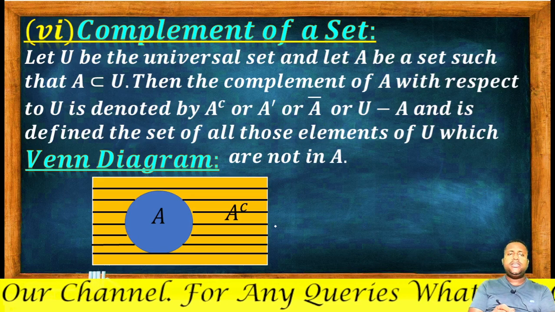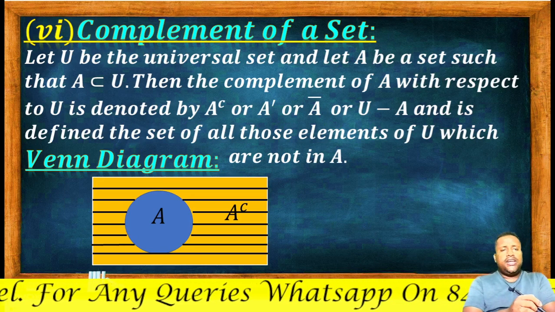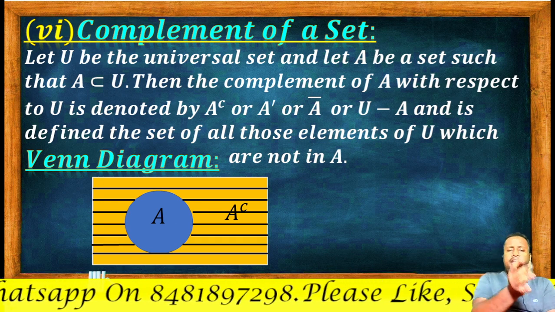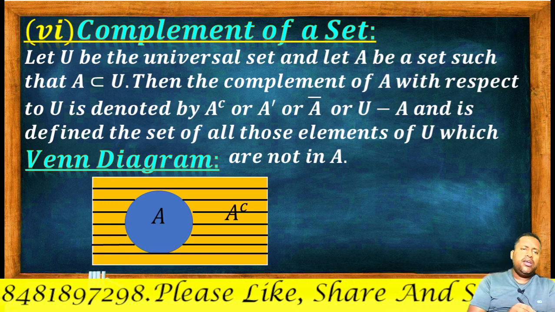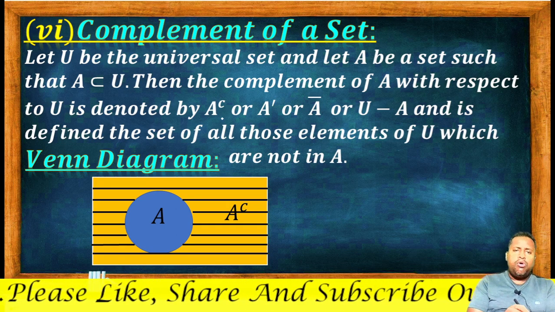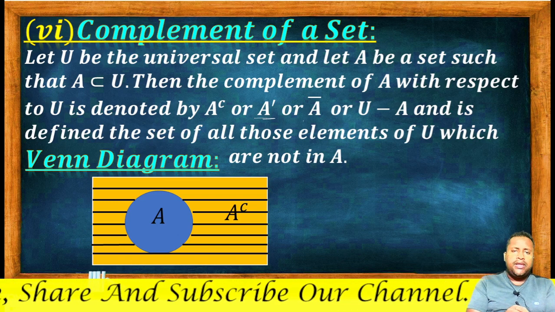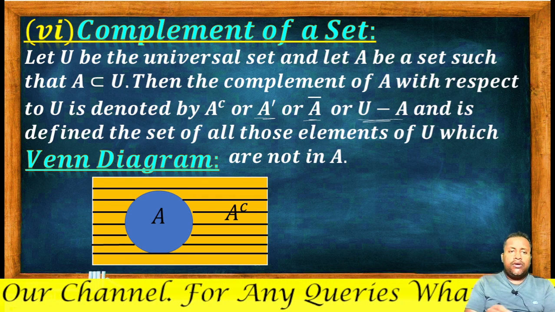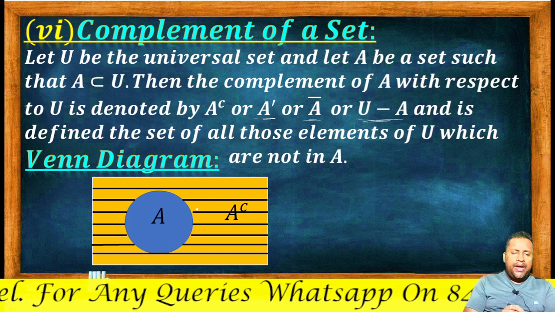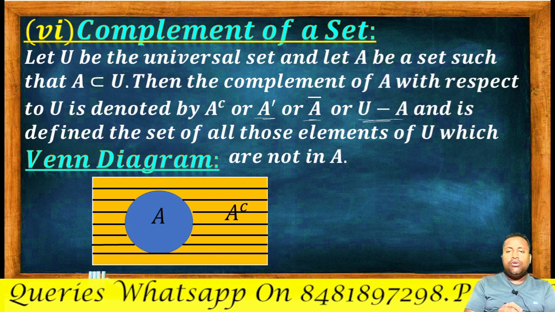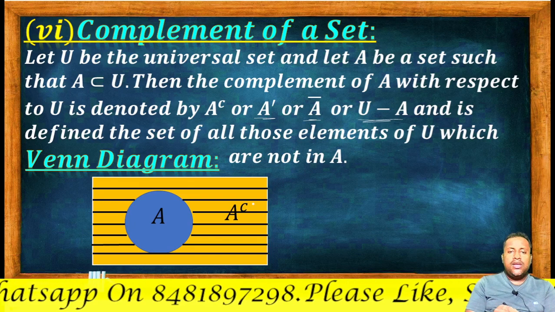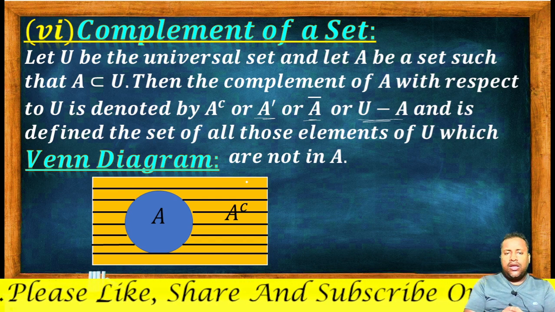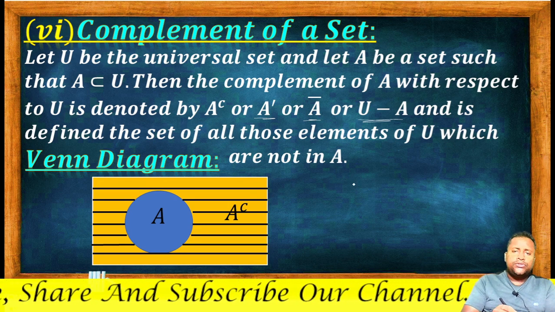Now next operation is complement of a set. For any set A, the complement of A is denoted by A complement, or we can denote it by A prime or A bar also, and it is defined as all those elements which are not in A. That means which are not in A.